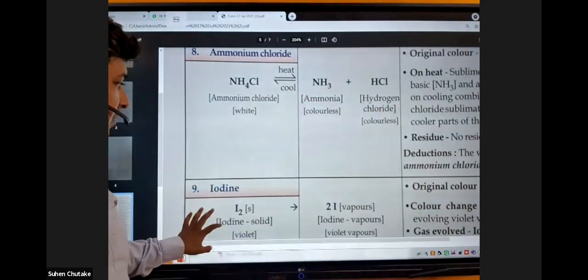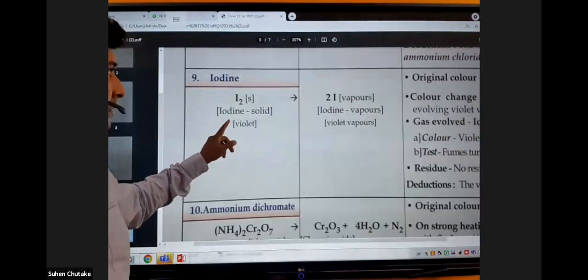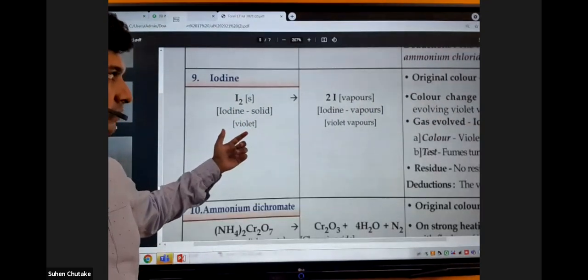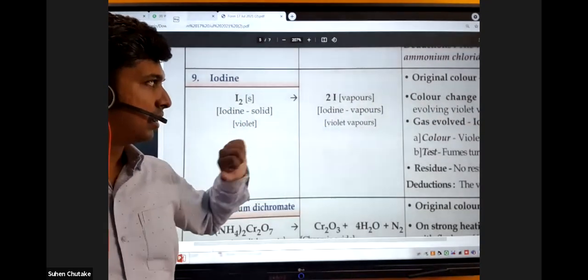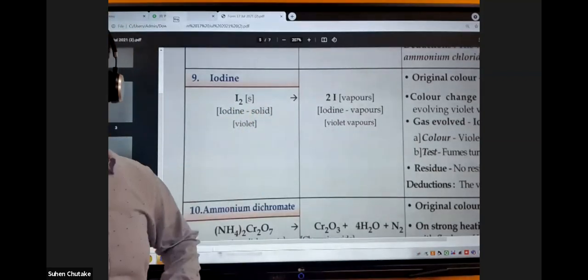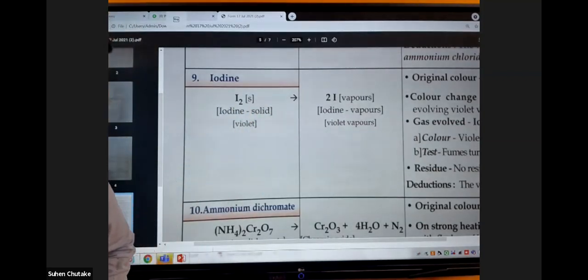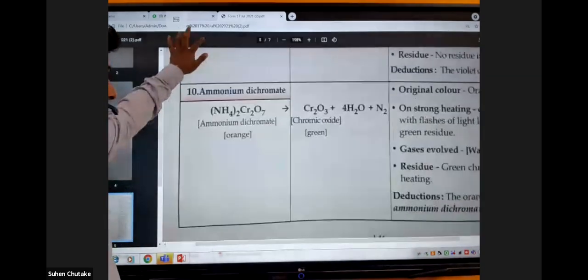Then we are having iodine. Iodine solid, which is violet in color, if you heat that, will convert into vapors, because it's a sublimable solid, it completely sublimes.